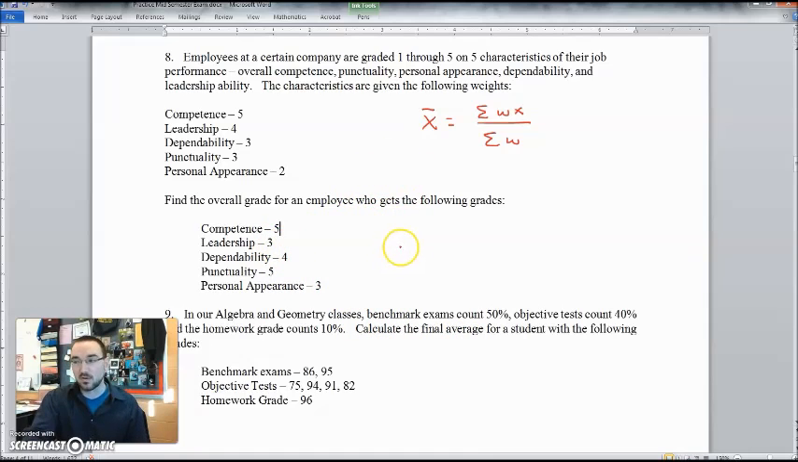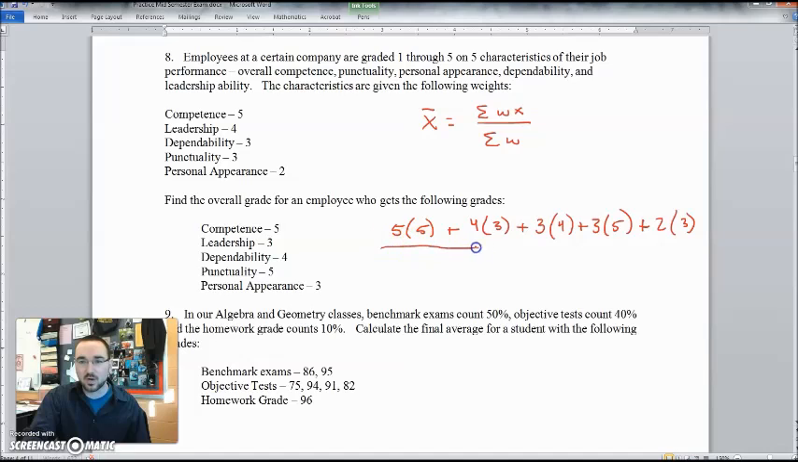What we do is very simple. We're going to multiply each one of our weights times each one of our x's. So for competence, we have a weight of 5 and an x value of 5. So we're just going to multiply those. Plus, remember it's a sum, plus 4 times 3. Okay, our leadership categories are combined here. We're multiplying those. We're going to add up our next one. Dependability is a weight of 3 times our score of 4. Plus, we're going to take our punctuality, 3, times our score of 5. Okay, I'm sorry, our score of 5, our weight of 3. Reverse that. Plus our personal appearance, which has a weight of 2, times personal appearance score, which is 3.